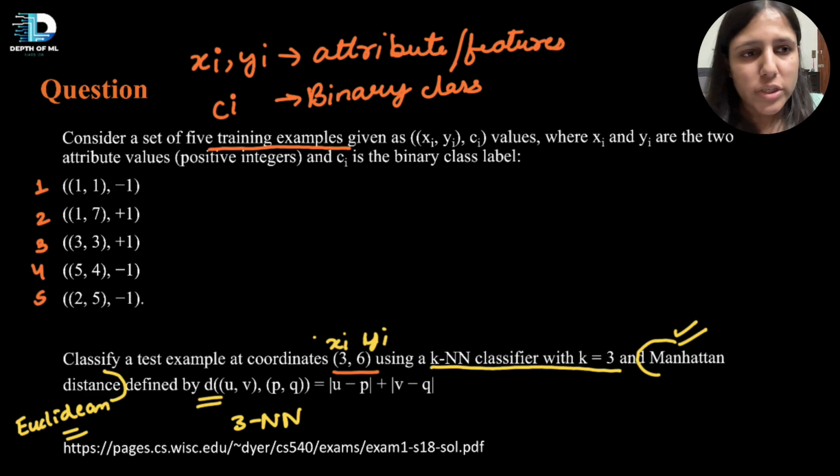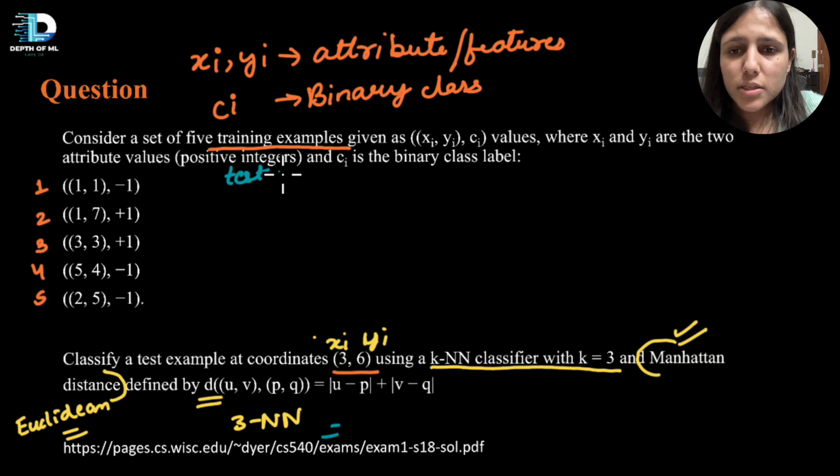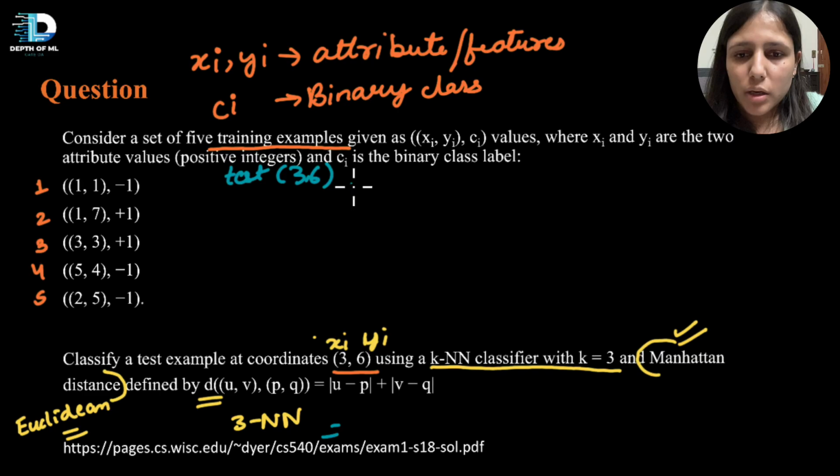Now let's come back to the question and try to solve this. They have specified that we have to use 3 neighbors and we have to use the Manhattan distance. Fine. So let's first compute the Manhattan distance of our test point, which is 3, 6, with every other point that we have. How are we going to compute? You take the absolute difference between the x feature and the absolute difference between the y feature, and you add it up.